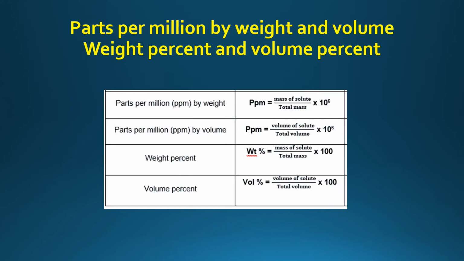So this is how the formulas can be summarized. Parts per million is equal to mass of the solute divided by total mass times a million, which is 10 to the power 6. Whereas parts per million by volume will be volume of solute divided by total volume times 10 to the power 6. Weight percent, on the other hand, will be mass of solute divided by total mass times 100. Volume percent is volume of solute divided by total volume times 100. So let's look at some examples now.